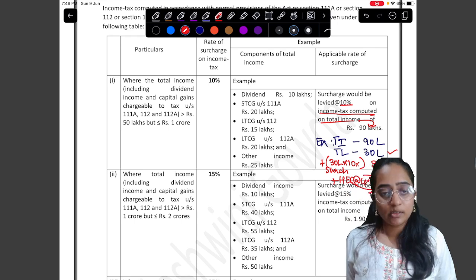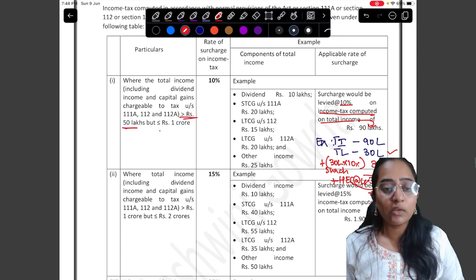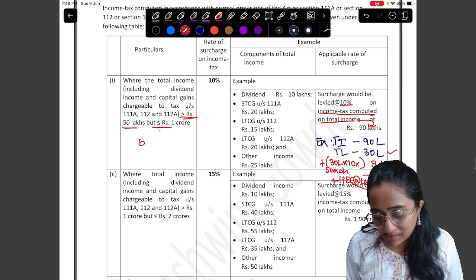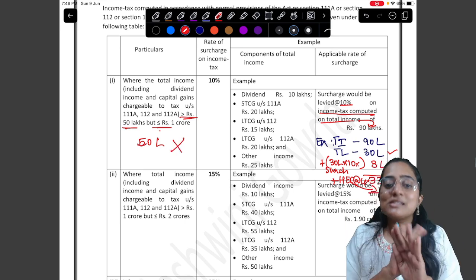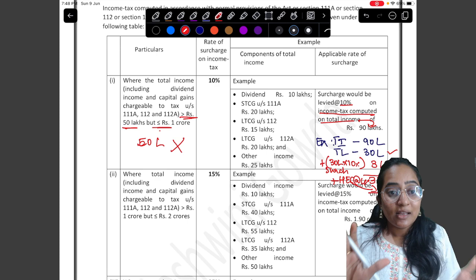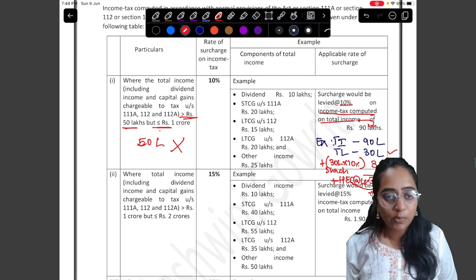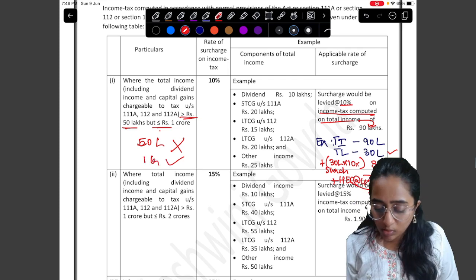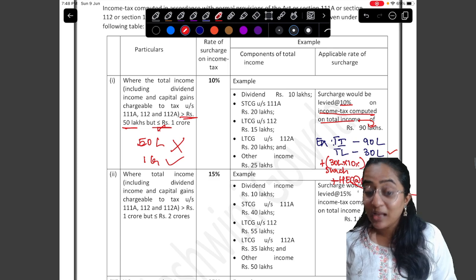Clear? Great. I have written here greater than 50 lakh but less than or equal to 1 crore, right? It means, is 50 lakh exactly included? Remember, 50 lakh is exactly not included. Greater than 50 lakh is what they are speaking. Exceeding 50 lakh is what they are speaking. Is exactly 1 crore included? Absolutely yes, because 1 crore is included. Clear?